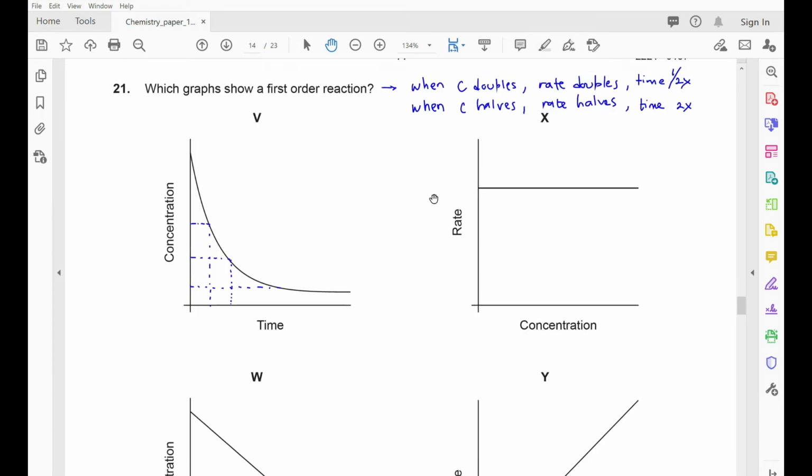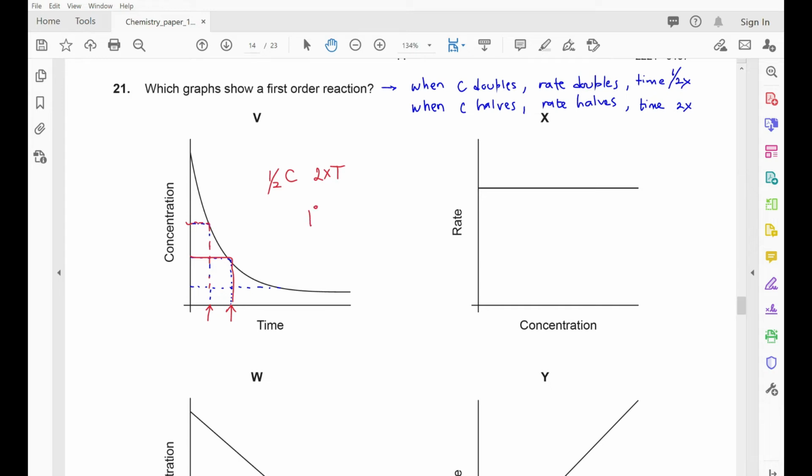Question 21. Which graph shows a first order reaction? First order reaction is when concentration doubles, the rate doubles, or the time halves. But when the concentration is halved, the rate is also halved, or time doubles. Take a look at V. When concentration is here, time is here. Then we halve the concentration, so now we are here, and the time taken doubles. So halving the concentration doubles the time. That is a first order reaction.